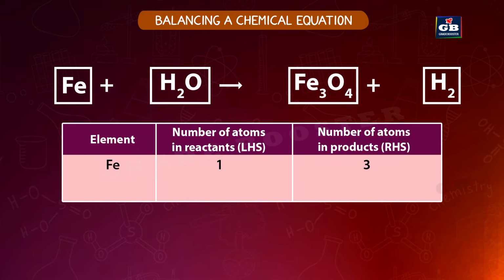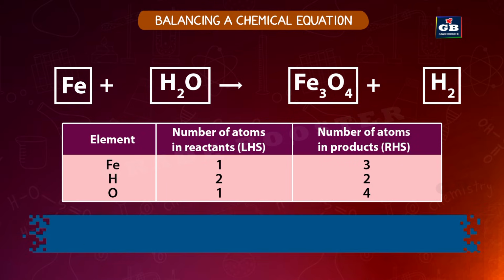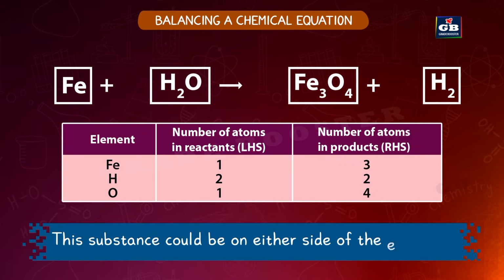Iron, number of atoms in the reactants is 1 and in the products it is 3. Hydrogen, number of atoms in the reactants 2, in the products 2. Oxygen in the reactants 1 and in the products 4. Step 3. Sometimes it is easier to balance a chemical equation by focusing on the substance with maximum number of atoms. This substance could be on either side of the equation.